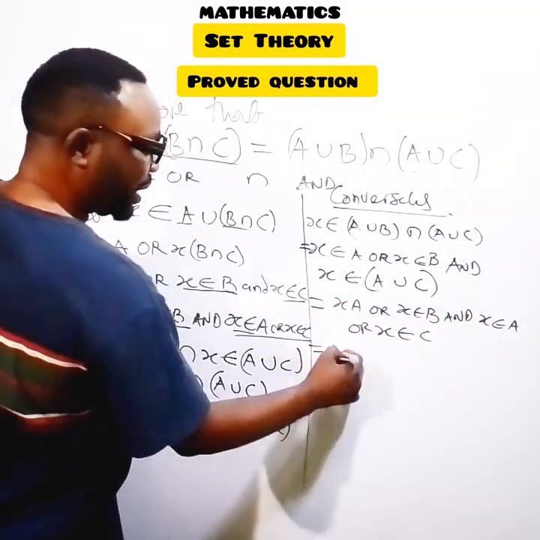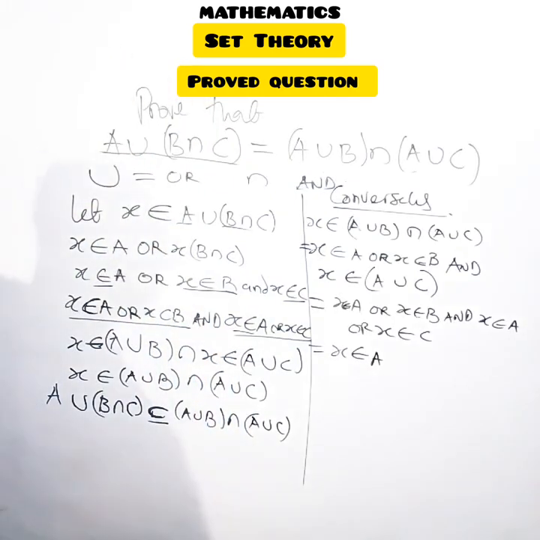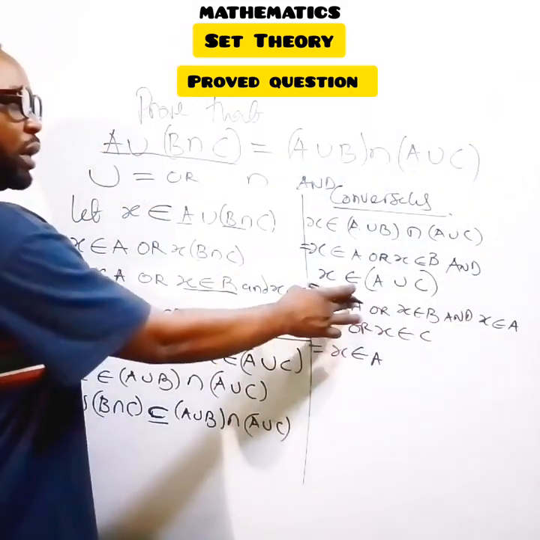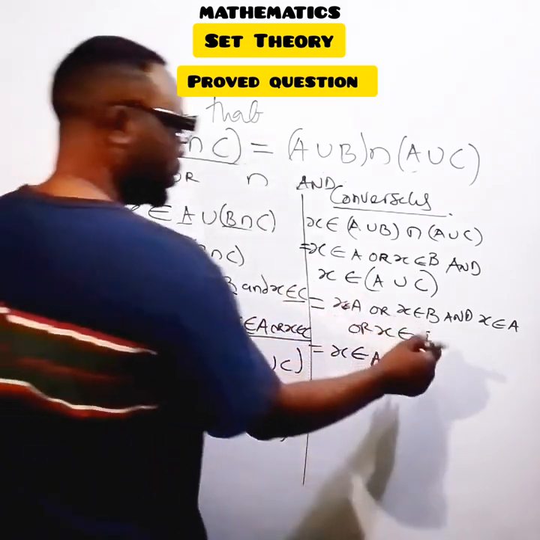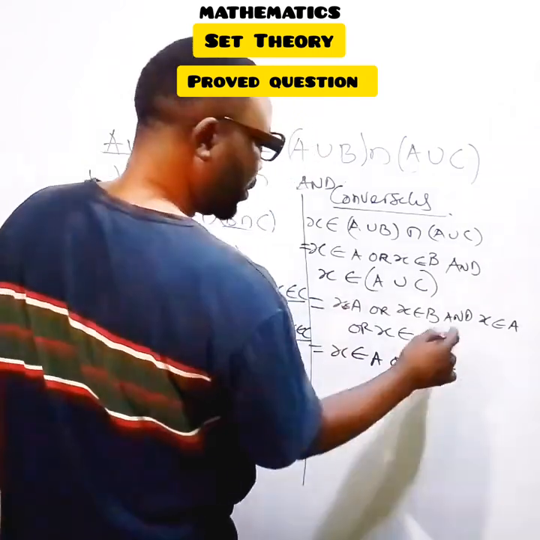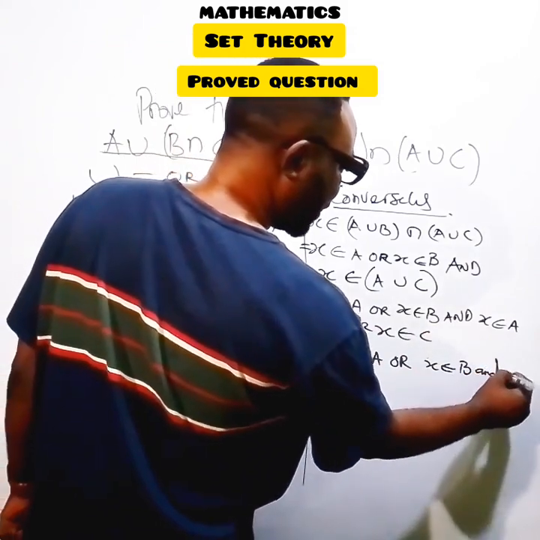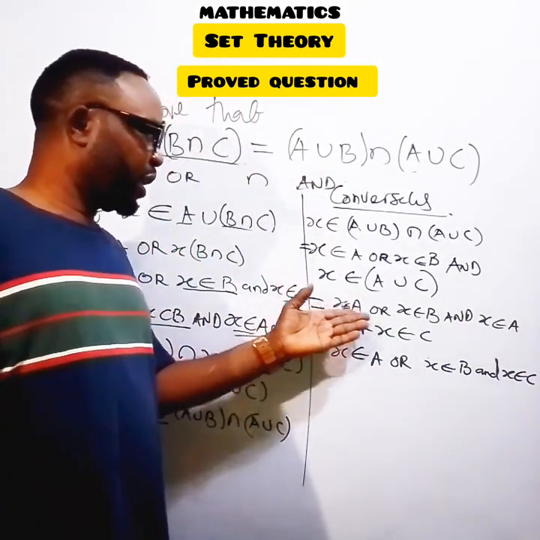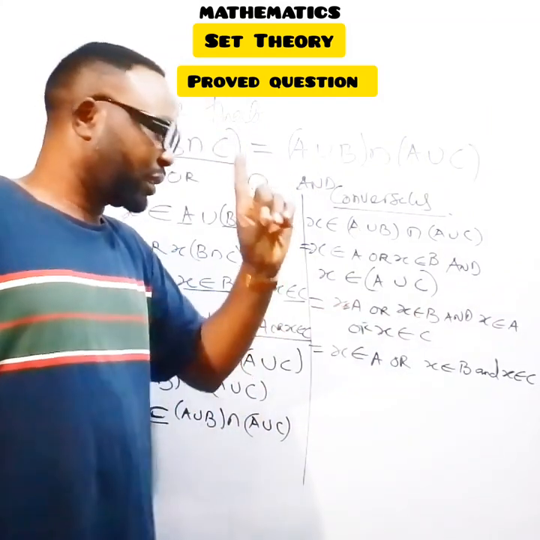So we can now say that X a member of A here and X a member of A here, so it becomes: X is a member of A, or X is a member of B and X is a member of C. You can see this X member of A belongs here, and it is also X member of A. I now pick it out as one X member of A.